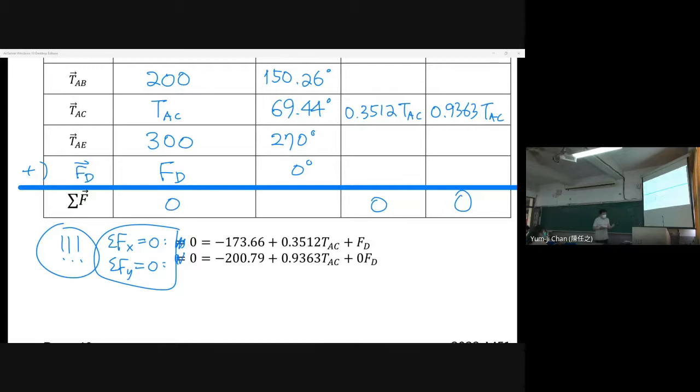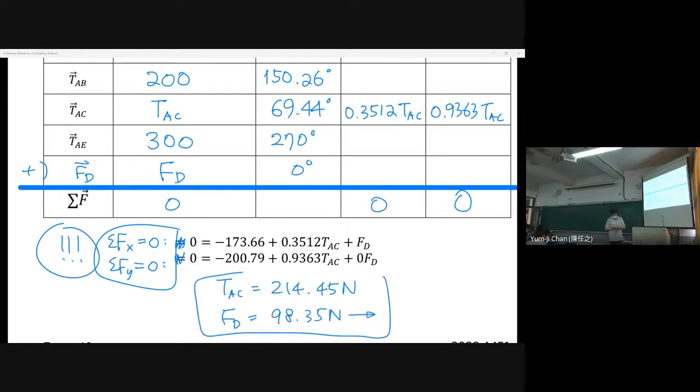Okay, so now that we have the answer, TAC is equal to 214.45 Newton, and FD is equal to 98.35 Newton to the right. And these are the answers.